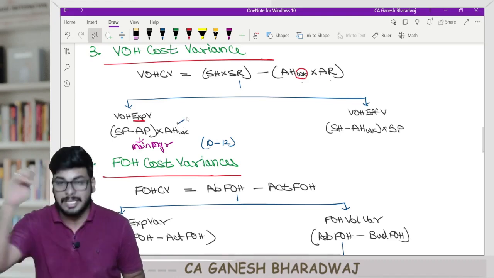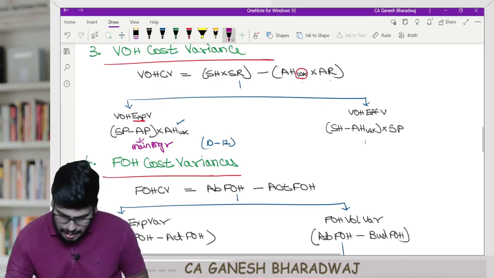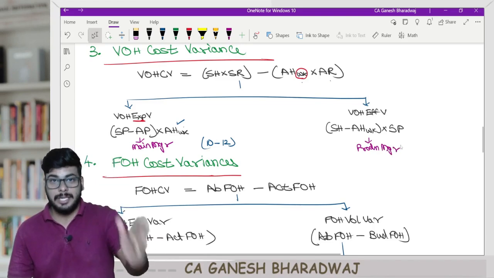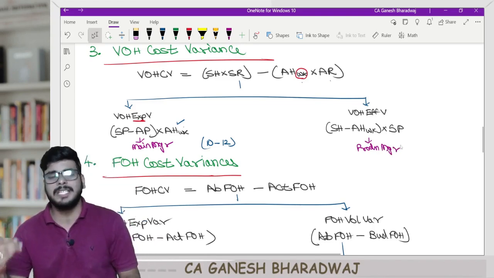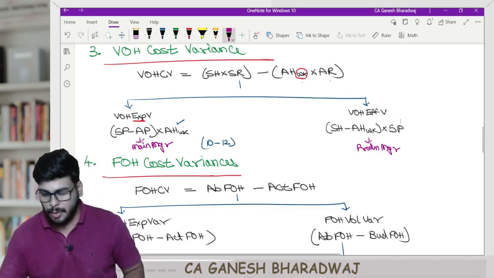Are you clear with this, guys? On the other hand, you have variable overhead efficiency variance. Efficiency variance is the responsibility of whom? Again, the same guy, the production manager. So here what comes in, guys? Here it's going to be standard hours, the hours that you should have spent, minus actual hours worked, the whole into standard price. Are you clear with this? Why do I use standard price?